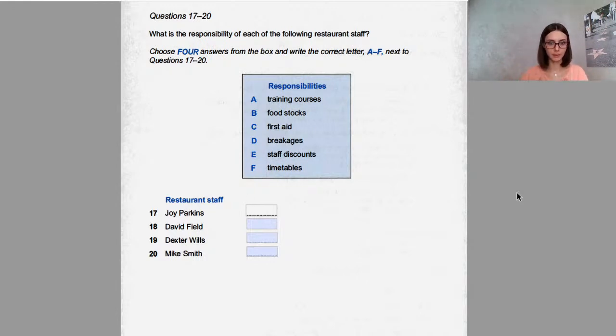Alright, so the answers. 17 is answer F. 18 is answer C. 19, it's going to be D. And 20, I bet that you wrote B. So here are the correct answers.